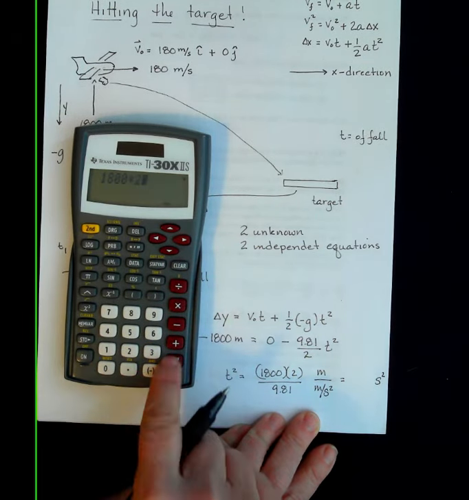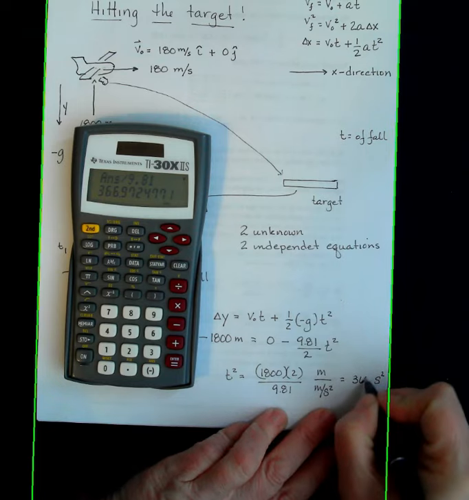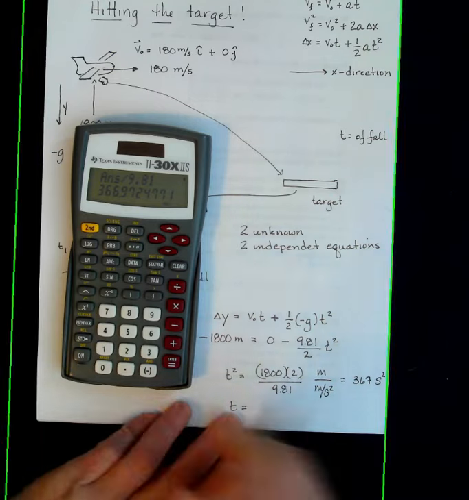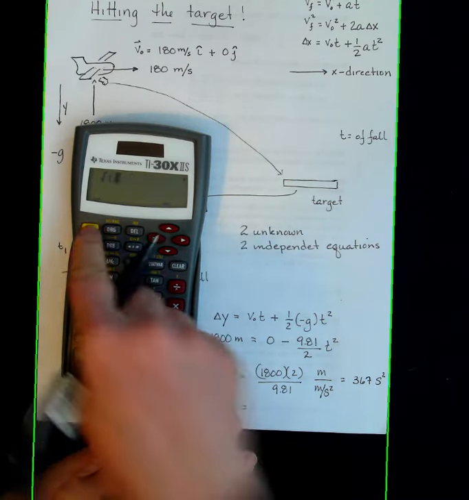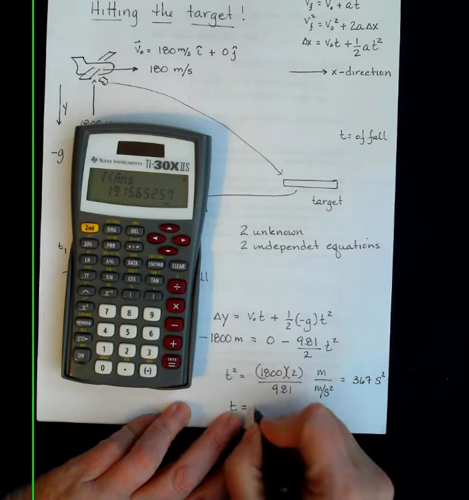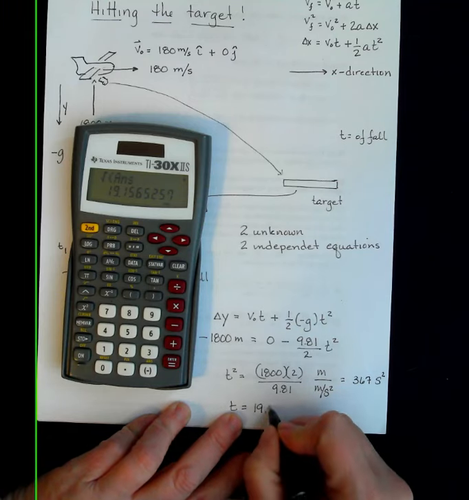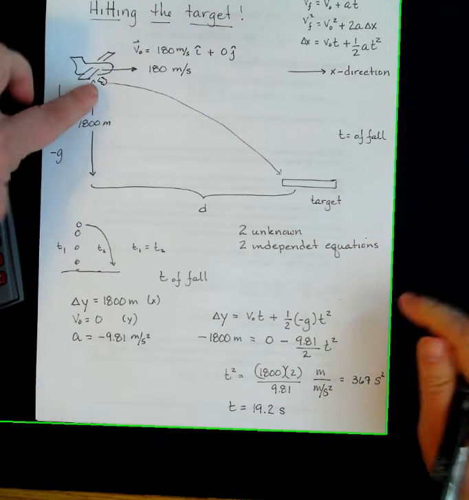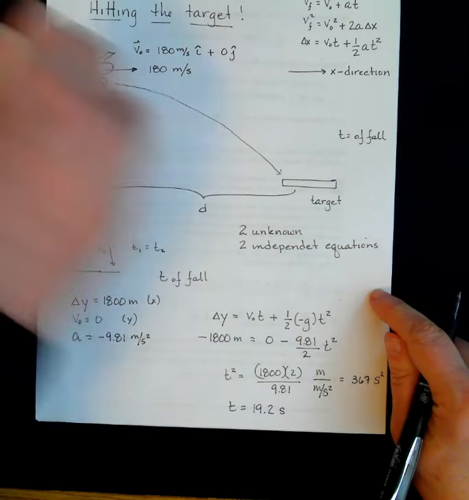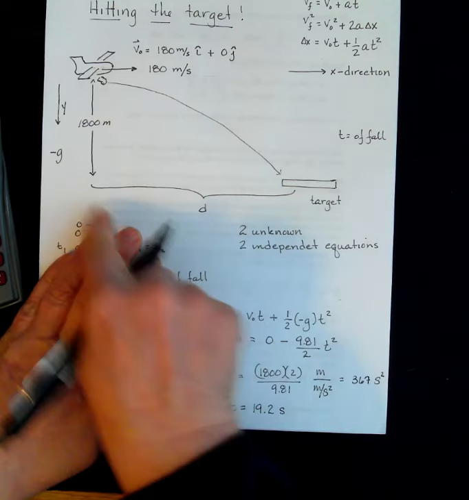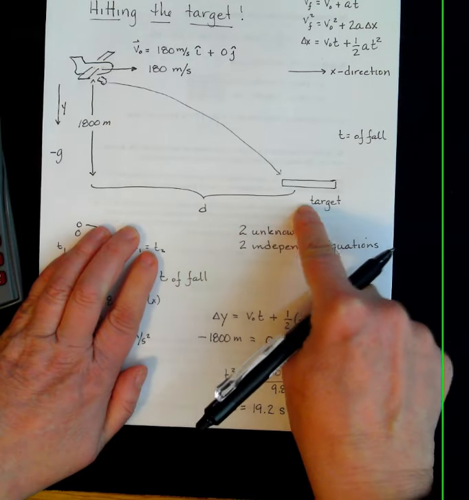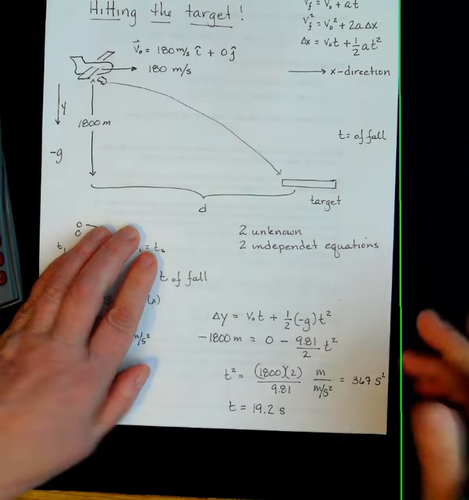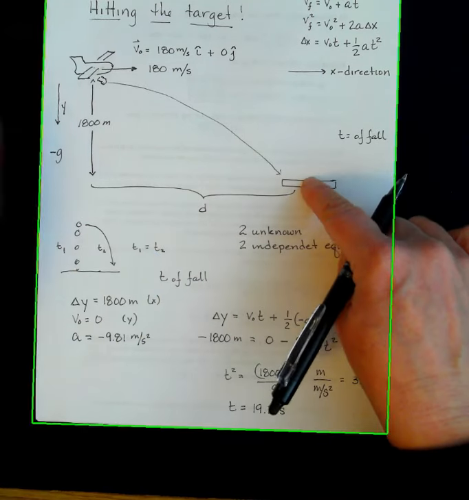This is going to give me 367 seconds squared. Take the square root, and I have the time. So I've got 19.2 seconds. So the water is going to take 19.2 seconds to fall down. But I want to know how far away from the target I have to be before I drop my payload to make sure that I hit the target.